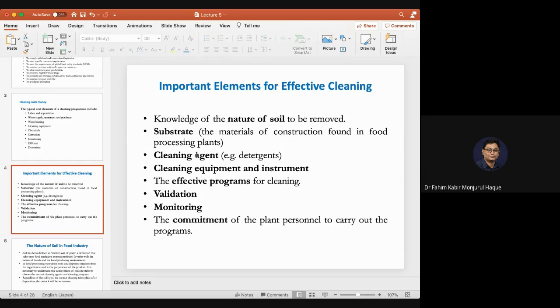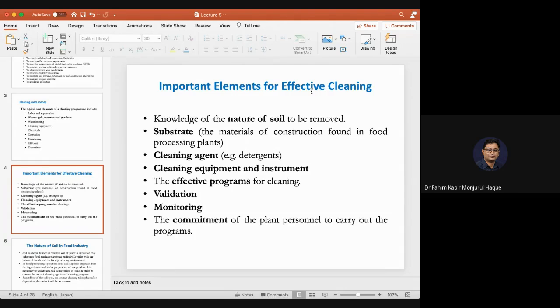But in the food industry, and it's also true for the pharmaceutical industry, the manufacturing plant, dirt is called soil here. This soil is not a regular soil type. Whatever dirt we clean in the factory is called soil. And the composition of soil varies depending on what kind of raw materials you are dealing with, what kind of food you are processing in your plant. So this is the first and most important thing.